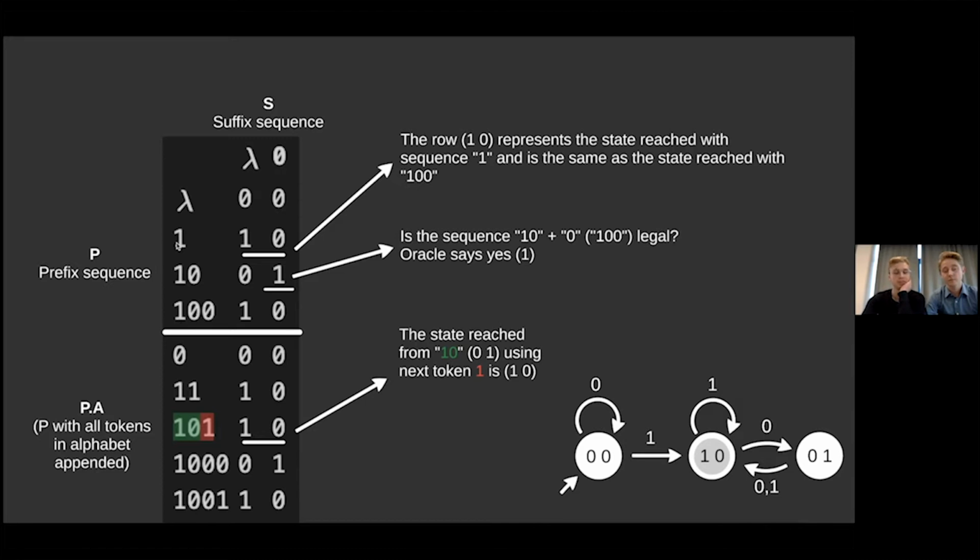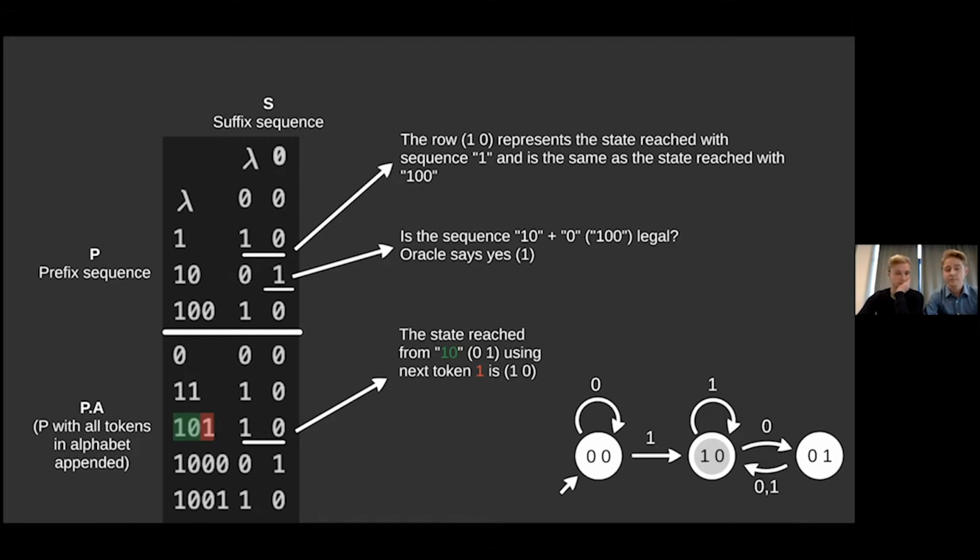So the same state reached by 1, if we go here, is 1, 0. And the state reached by going 1, 0, 0, 1, 0, 0 is also the same state. This over here is simply some more entries defining the next state reached from some state. So let's look at this state here, reached by 1, 0. It'll define that going 1 will lead us to 1, 0. And so basically this table has everything we need to build up the DFA that the Oracle contains.